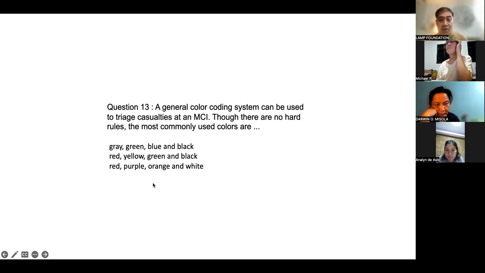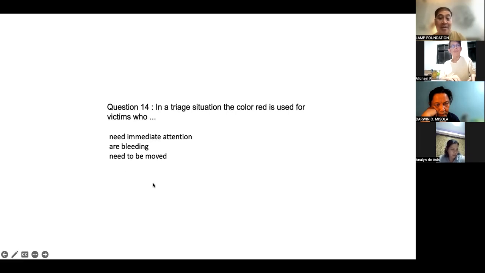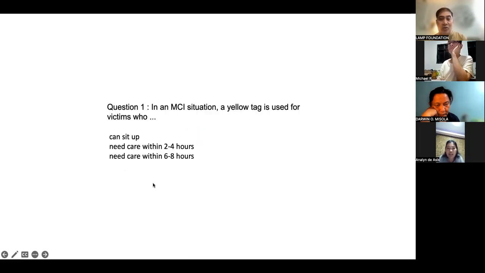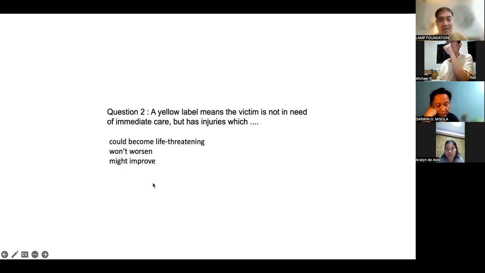Though there are no hard rules, the most commonly used colors are? Red, yellow, green, and black. In a triage situation, color red is used to dictate who? Immediate attention. What color is used for the walking wounded? Green. In an MCI situation, a yellow tag is used for the victim who needs care within 2 to 4 hours. A yellow label means not life-threatening, but could become life-threatening.